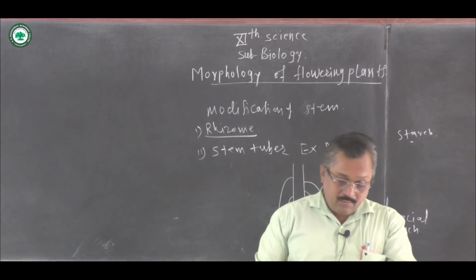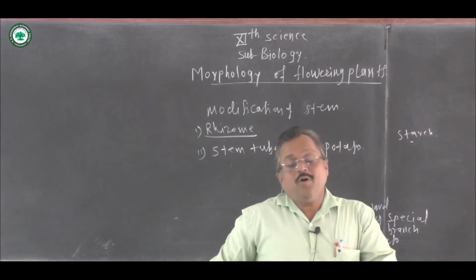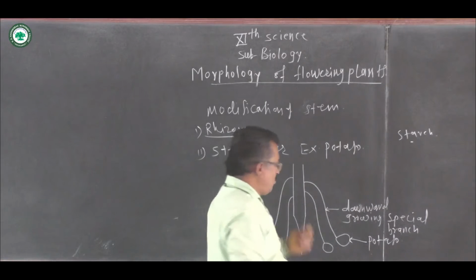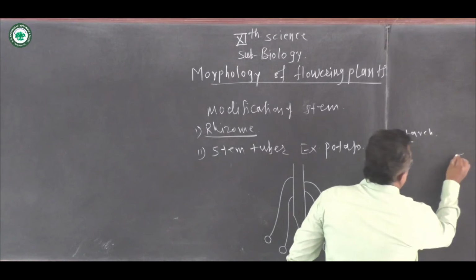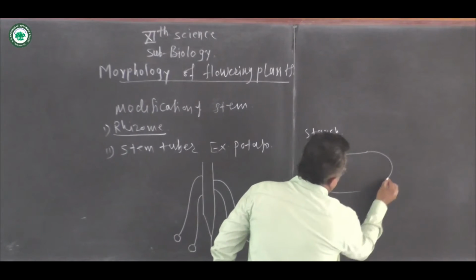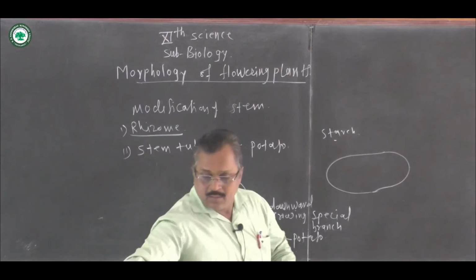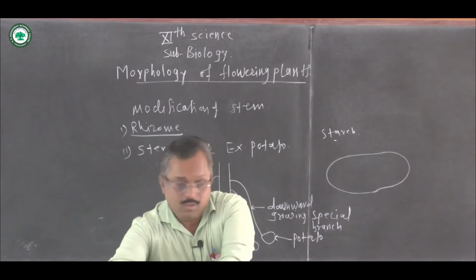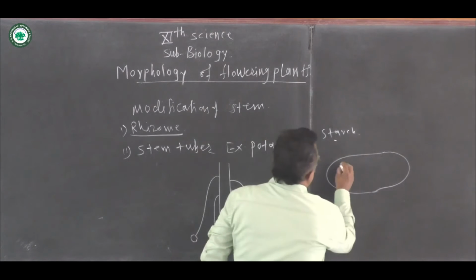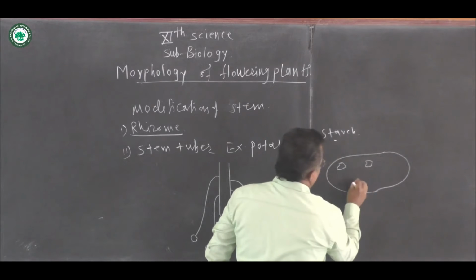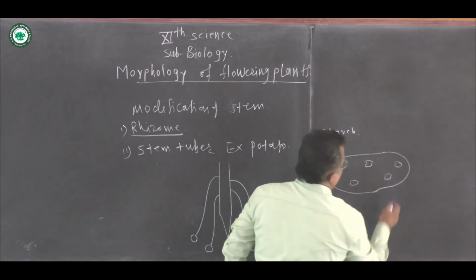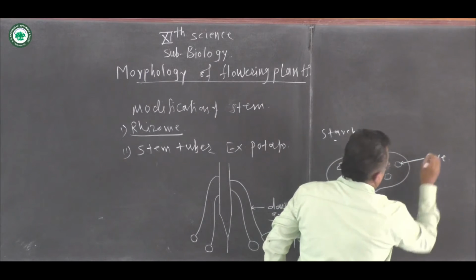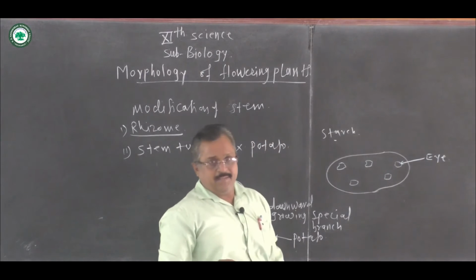Then this underground modified stem shows distinct nodes and internodes. See this, like this. That is a potato, an underground modification, on which eyes are present. It is called the eye, and the bud is present.